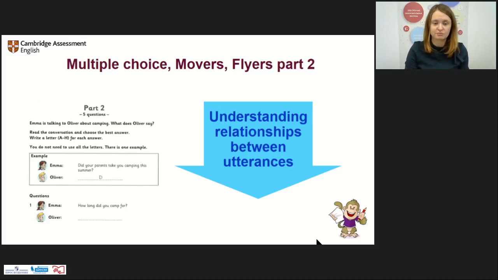So make sure they know that if the question is in one grammar tense, the answer is usually in the same one. And some everyday functions, again, real life tasks. So there's going to be something that you use in your real life.